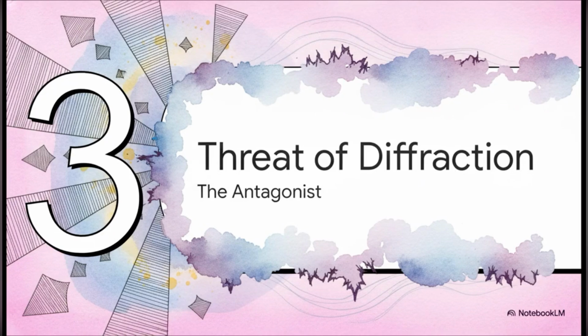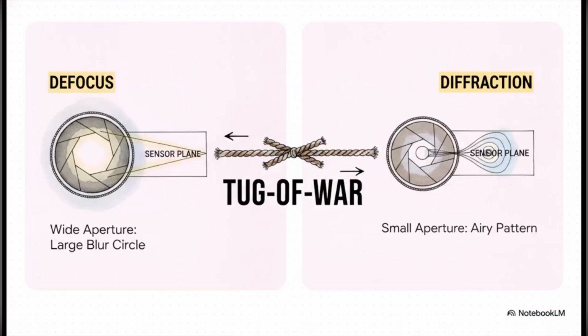All right, Section 3, the threat of diffraction, otherwise known as the antagonist of our story. We have to introduce the physical villain of this explainer now because, as we all know, in optics there's no such thing as a free lunch. Just as you might be sitting there thinking, oh, I'll just simply close my aperture to shrink those geometric light cones and reduce my blur spots forever, we hit the ultimate photographer's tug of war. Yes, defocus blur decreases as we increase our f number, but simultaneously, diffraction blur aggressively increases.